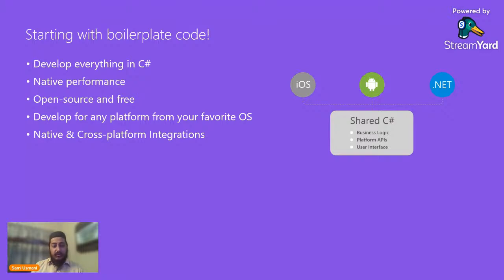Now, starting with the boilerplate code, we can develop any kind of application with C#. Those who know how to code in C#, those who are already .NET developers, will be having a good time with it because they already know how to write C# code, and they will just start from there with the boilerplate code. No new knowledge needed, nothing new needed.